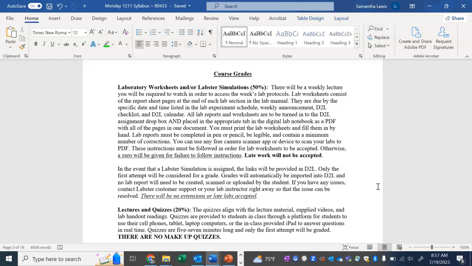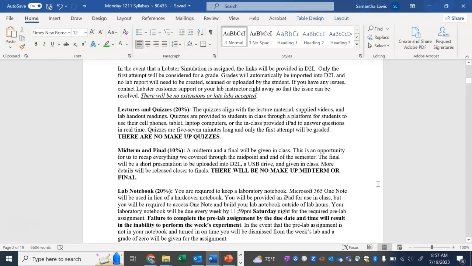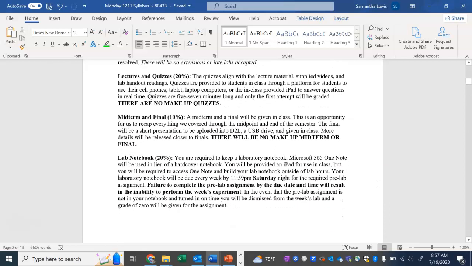Each worksheet or report page is at the end of the lab section in the lab manual that you're given for the week. They're going to be due by the specific date and time listed in the lab experiment schedule, which I'll show you at the end of the syllabus. They're also in the weekly announcement, also in the D2L checklist, and also in the D2L calendar. So you shouldn't be able to miss those. Make sure you look over those things and see exactly how to turn that stuff in. If we do have to have a Labster simulation, we're going to cross that bridge when we get there.